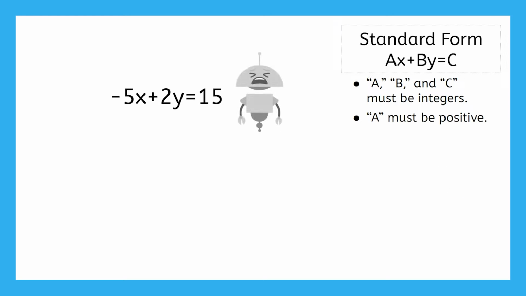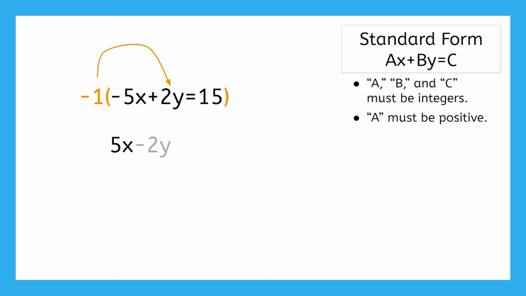Here's another one. And Mia's pretty upset about this equation too. Why is this not considered standard form? Yeah, the a value is -5, but a is supposed to be positive. This can be fixed by multiplying by -1, which will change all the signs and ensure that a is now positive. Now this equation's in standard form too.